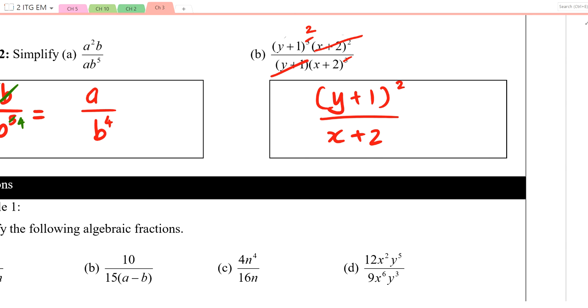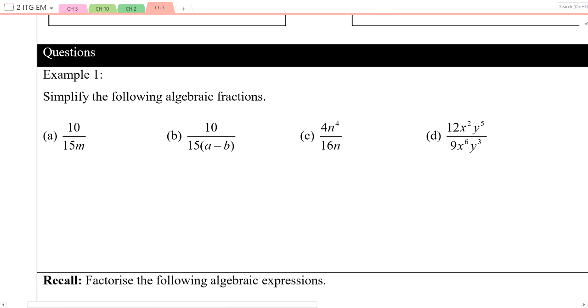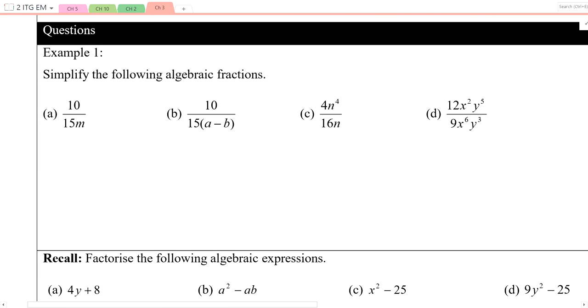So this tells me that, hey, actually you are familiar with all these things, huh? So let's go straight into example number 1. How long do you think you need to finish all these? Is 1 minute too short? Okay, 2 minutes, 2 minutes. For A to D.